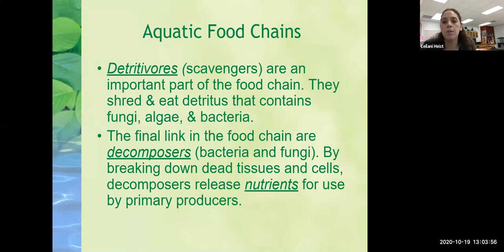Then we have our detritivores, or the scavengers, and these are going to eat dead organic matter, the detritus. Think like the vultures you see eating roadkill on the side of a road. That would be a scavenger. In the aquatic environment, in many of our freshwater ecosystems, that role is fulfilled by catfish. Then the final link in the food chain are the decomposers, so the bacteria and fungi that break down remaining tissue to release nutrients for use by the primary producers in the ecosystem.